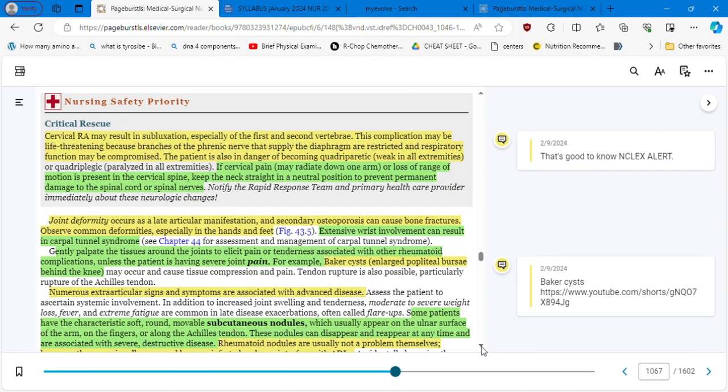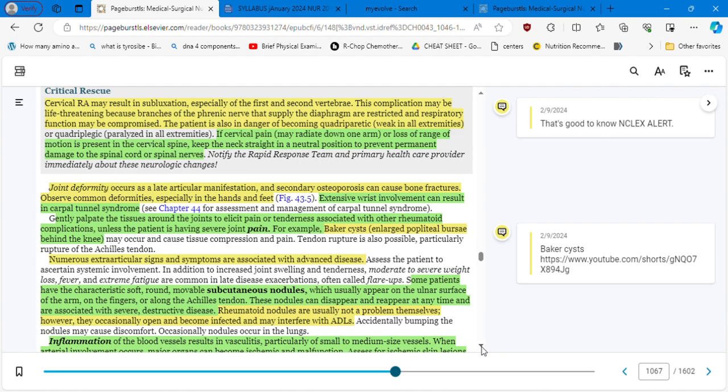NCLEX alert. Joint deformity occurs as a late articular manifestation, and secondary osteoporosis can cause bone fractures. Observe common deformities, especially in the hands and feet. Okay, this happens in these rheumatoid arthritis patients.